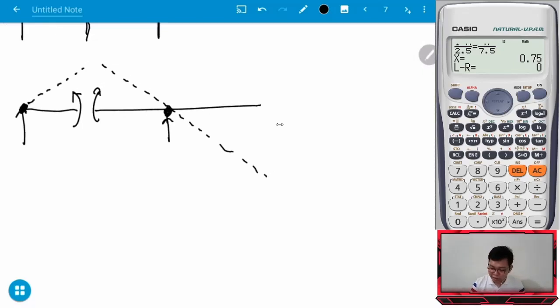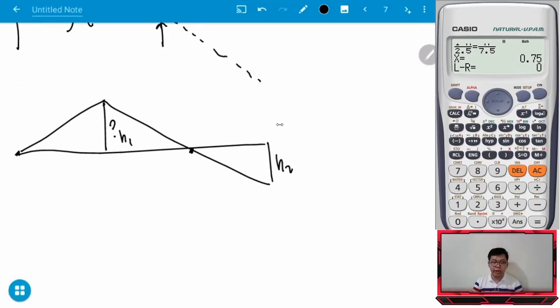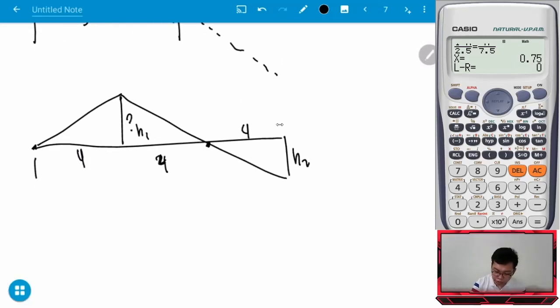Anyway, ang problem lang natin, guys, pag meron na tayong influence diagram, wala din tayong ordinates. Tawagin ko na lang tong H1 and then H2. Ang H1 at H2, obviously, the same lang sila, kasi same lang ang base nila. I need two equations kasi 2 yung unknowns ko, H1 and H2.